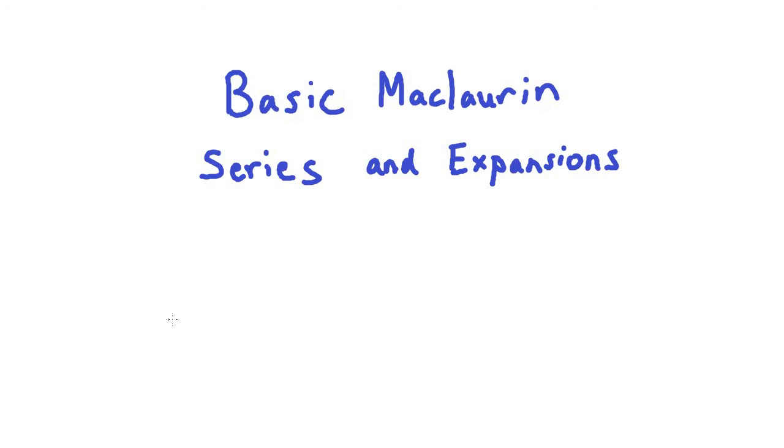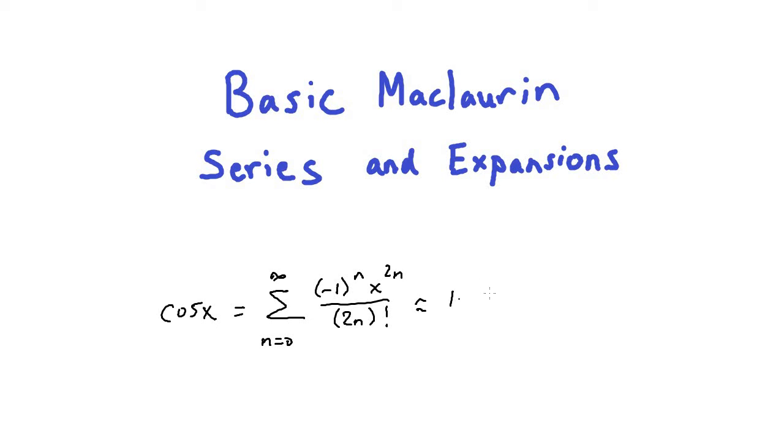Now cosine x is pretty similar to sine of x. It's going to be the series, once again from 0 to infinity. Now we're going to have negative 1 to the n times x to the 2n over 2n factorial. So the first four terms are going to be 1 minus x squared over 2 factorial plus x to the 4th over 4 factorial minus x to the 6th over 6 factorial and so forth.